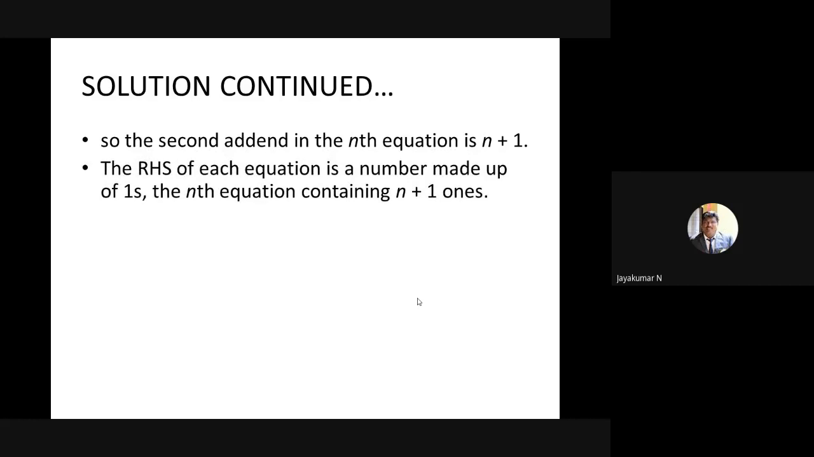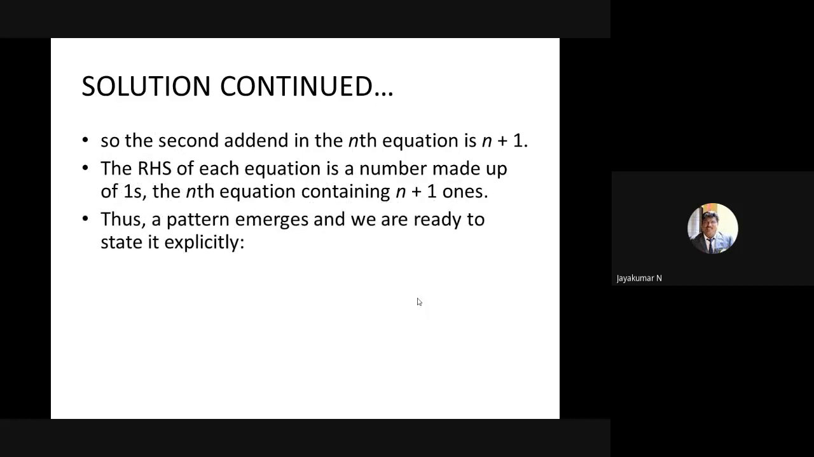The right hand side of each equation is a number made up of ones. In the nth equation we have n plus 1 ones. That is, in equation 1 we have 2 ones, equation 2 has 3 ones, equation 3 has 4 ones. So in the nth equation we have n plus 1 ones.